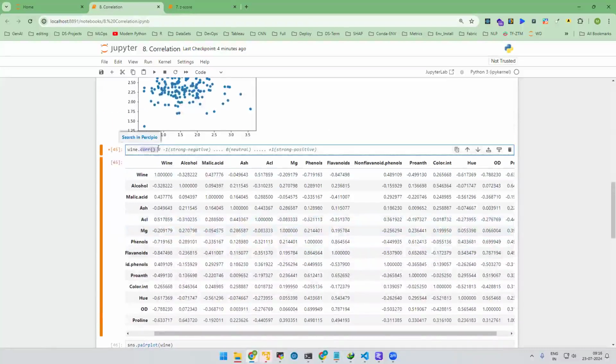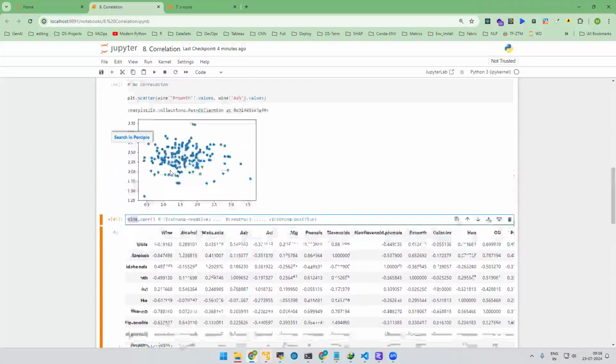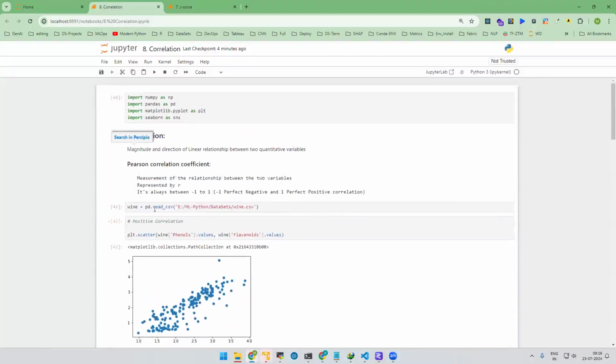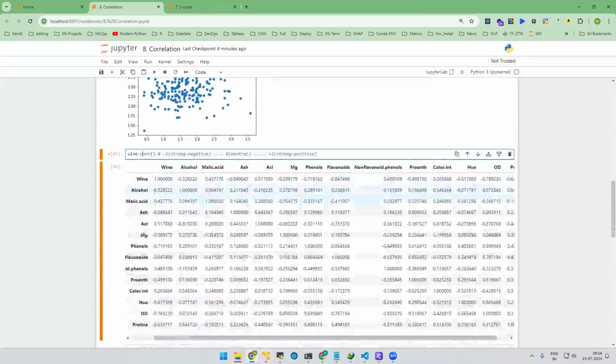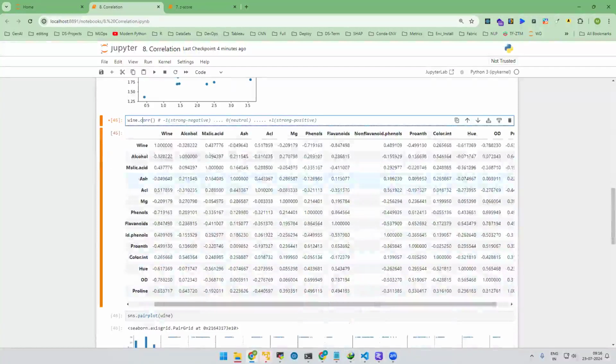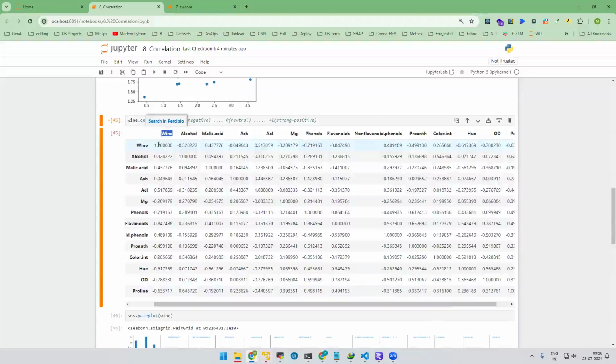This corr method, if you apply it on the whole data frame, this is the data frame name that we have given for this one, then we are going to get the complete correlation table for every column combination. Obviously, if it is the same column, you're going to get the same one, so you can completely ignore this diagonal part. Alcohol, alcohol, malic acid, ash, ash, it's obviously going to be one. You can ignore this part.